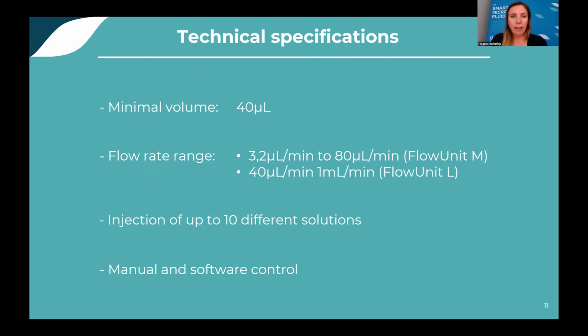So with ARIA, you can work with a minimal volume of 40 microliters. The flow rate ranges from 3.2 microliters per minute to 80 microliters per minute with the M version, or from 40 microliters per minute to 1 ml per minute with the L version. It's possible, as I said, to inject up to 10 different solutions, and you have both manual and software control. You can also inject the solution manually by pressing the right button. But again, the aim is to automate the protocol, so to use the software that comes with it.